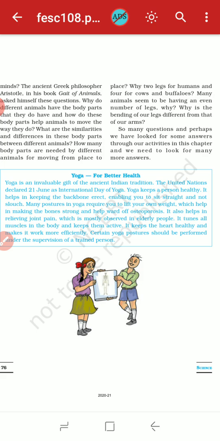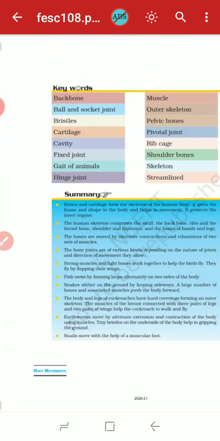Many postures in yoga require you to lift your own weight, which helps in making the bones strong and helps ward off osteoporosis. It also helps in relieving joint pain, which is mostly observed in elderly people. It tones all muscles in the body and keeps them active. It keeps the heart healthy and makes it work more efficiently. Certain yoga postures should be performed under the supervision of a trained person.